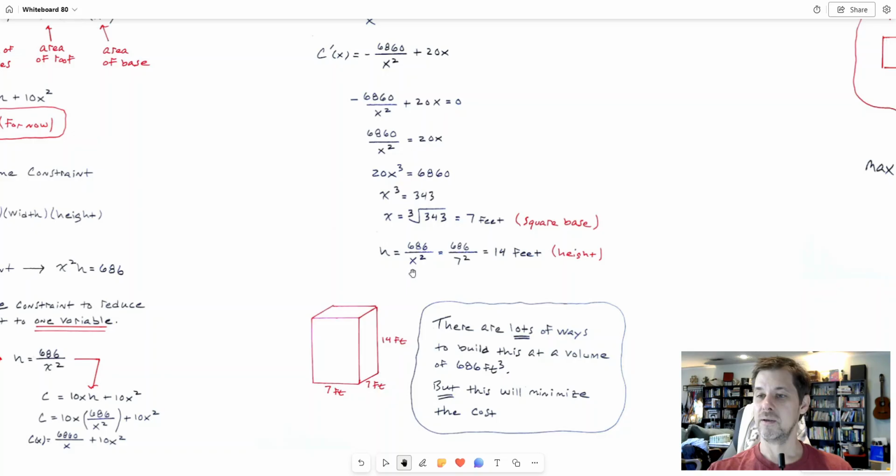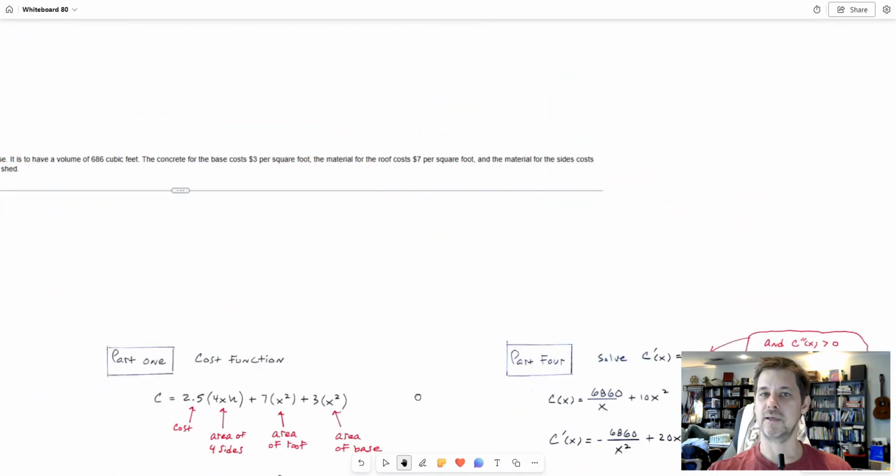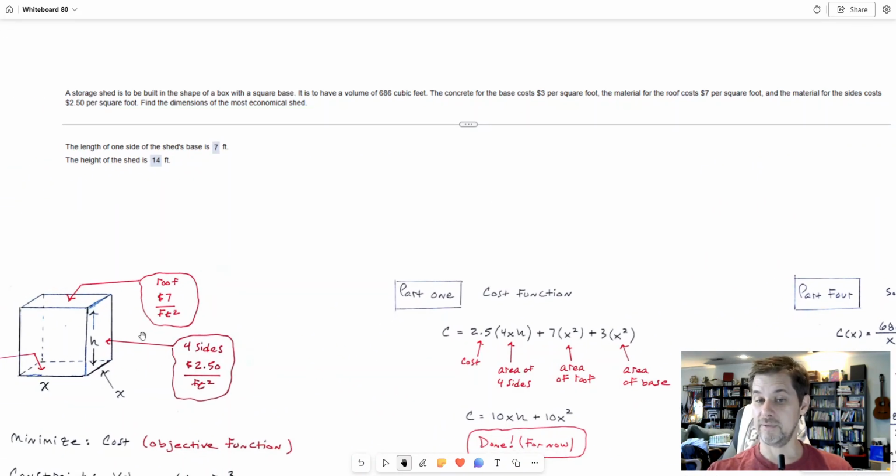Okay, what about the height? Because there are lots of things that somebody could ask you about this. They could say, what are the dimensions of it? How big is the base? How big is the height? Somebody could ask that. Somebody could say, what is the minimum cost? You know, they could ask you just about anything about this situation.